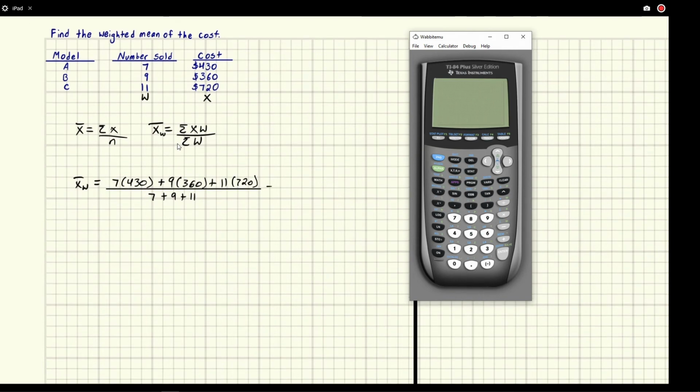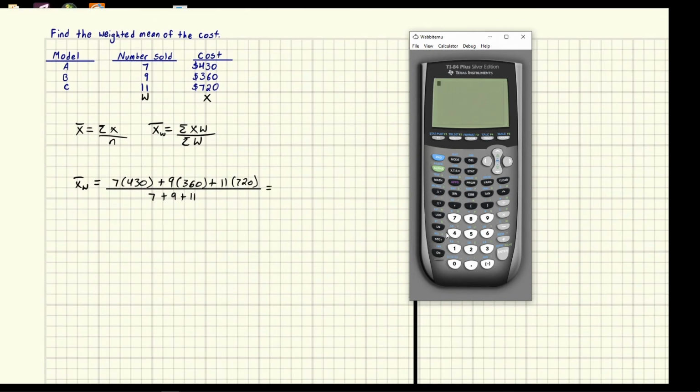Let's check this out. So we turn this on. I'll use a fraction. So I'm going to use alpha F1, and I'm going to choose the first option, n over d. And we're going to do 7 times 430 plus 9 times 360 plus 11 times 720. And on the bottom, we're going to do 7 plus 9 plus 11.